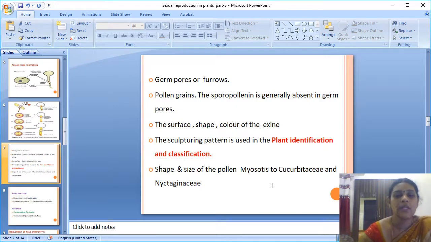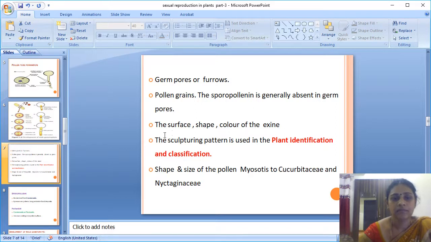So the pollen exine size will be largest in Cucurbitaceae and Nyctaginaceae, and Myosotis will have a very small size of pollen exine. That is, this is 10 micrometer, and these two families have pollens of 200 micrometer. Okay, understand?